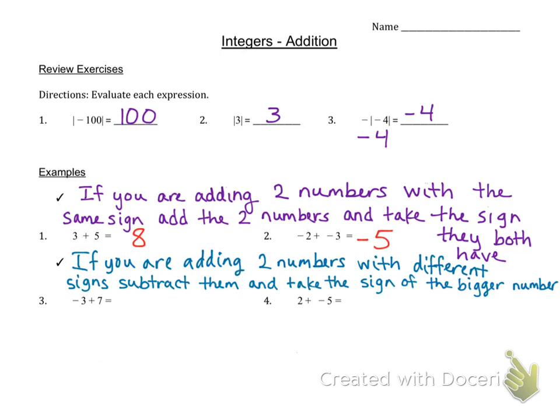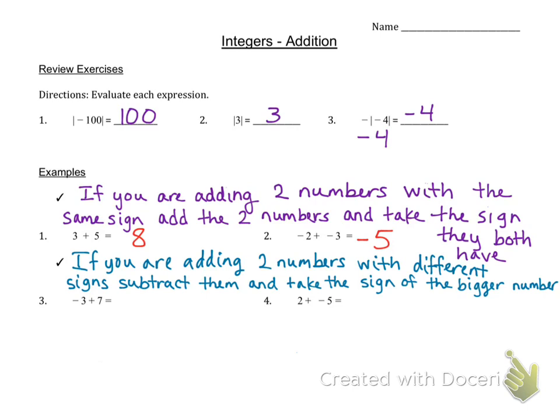Okay, now let's look at what happens if you're adding two numbers, but one's positive and one's negative. What you're going to do is you're going to subtract the two numbers, and then whichever number is bigger, you're going to take the sign of that number.